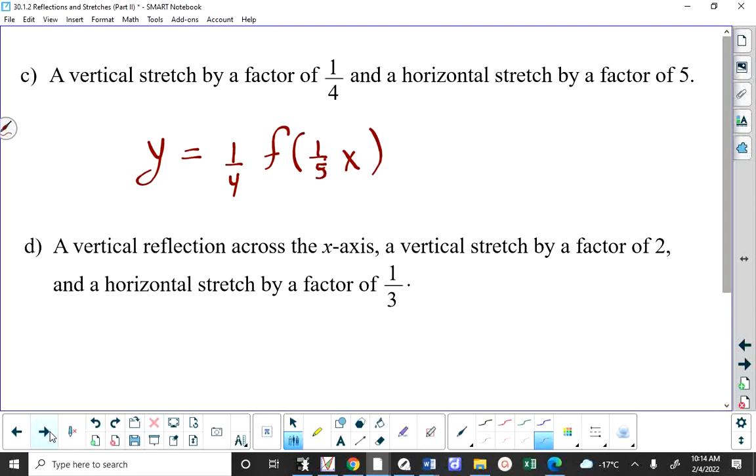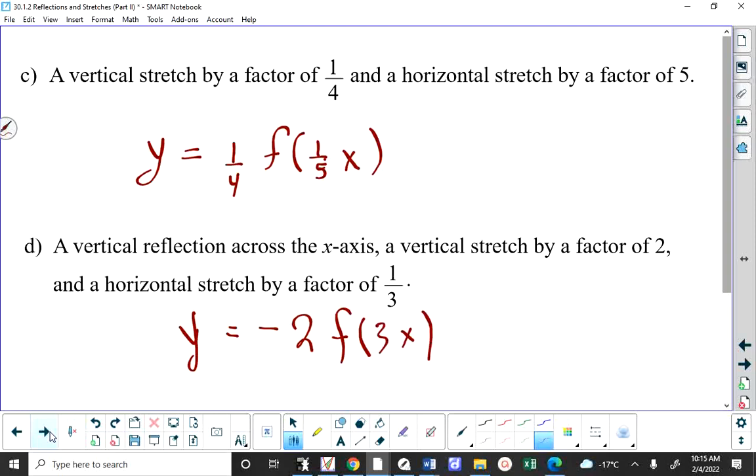This will be where you stumble. So the number that goes in the equation is not the stretch factor. The number that goes in the equation is the reciprocal of the stretch factor, which we call B. D, a reflection across the x-axis. Well, that means that it's reflected vertically, so it has to be negative something. Vertical stretch by a factor of 2. Horizontal stretch by a factor of 1/3 means that B is 3.